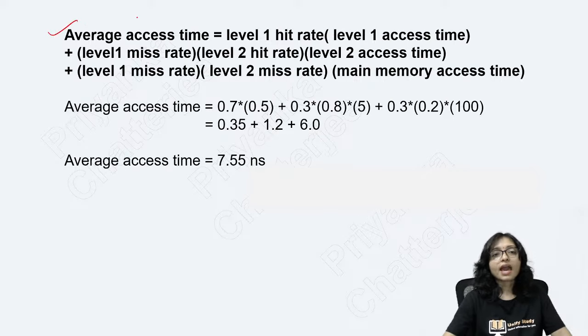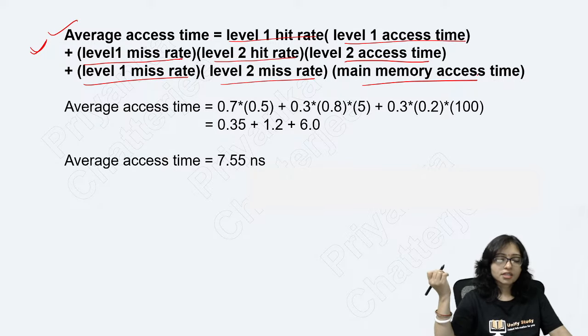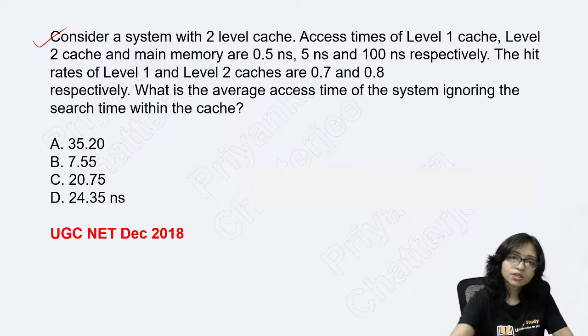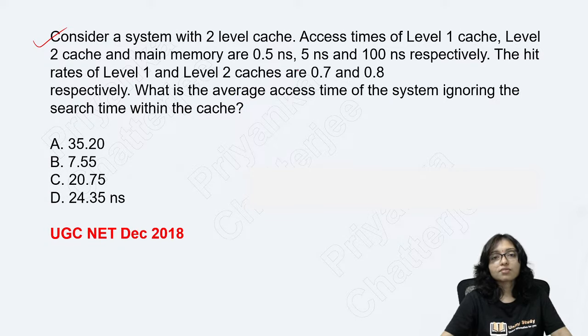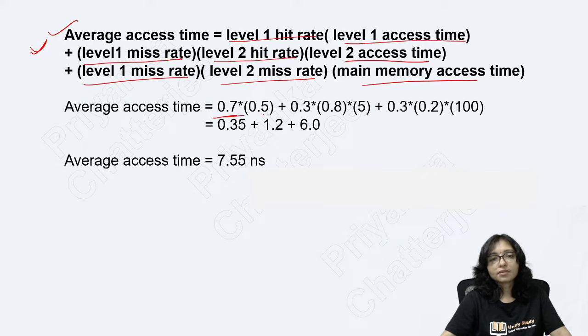Here you can see average access time, level 1 hit rate. This formula will be more easy for you. Level 1 hit rate, level 1 access time, then level 1 miss rate, that is level 2 hit rate, then level 2 access time, then level 1 miss rate, level 2 miss rate, then main memory access time, right? Just level 1, level 2, then main memory access time. So here 0.7, as per the question it was given to you, and 0.8. So your answer will be what? 0.7 multiplying to 0.5, 0.3 multiplying to this.